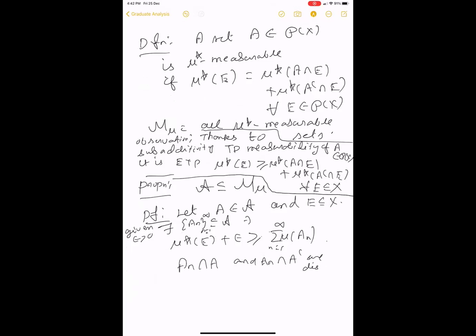I'm sorry, it is very difficult to write it. They are disjoint, so this is equal to the summation n equal to 1 to infinity of mu of AN intersection A plus mu of AN intersection A complement. And of course, that is equal to mu of AN.